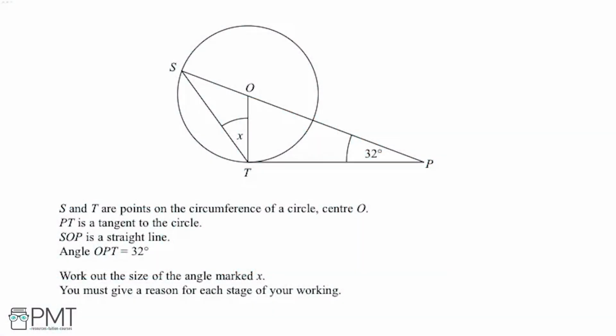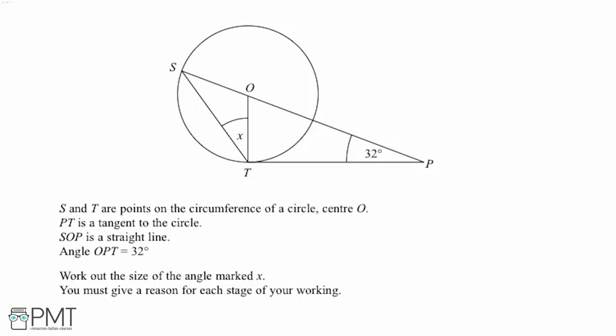S and T are points on the circumference of the circle, which has centre O. PT is a tangent to the circle, and SOP is a straight line. Angle OPT is 32 degrees. Using this information, we need to work out the size of the angle marked X, and we must give a reason for each stage of our working.